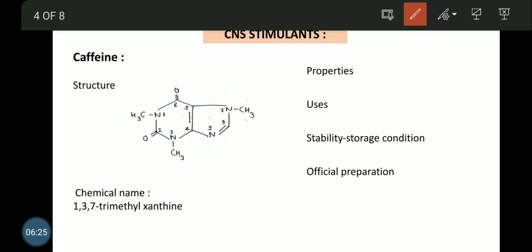Uses: it is used to produce a state of wakefulness, to enhance mental activity, to get relief from fatigue and mild depression. In combination with ergot alkaloids like ergotamine, it is used to get relief from migraine.